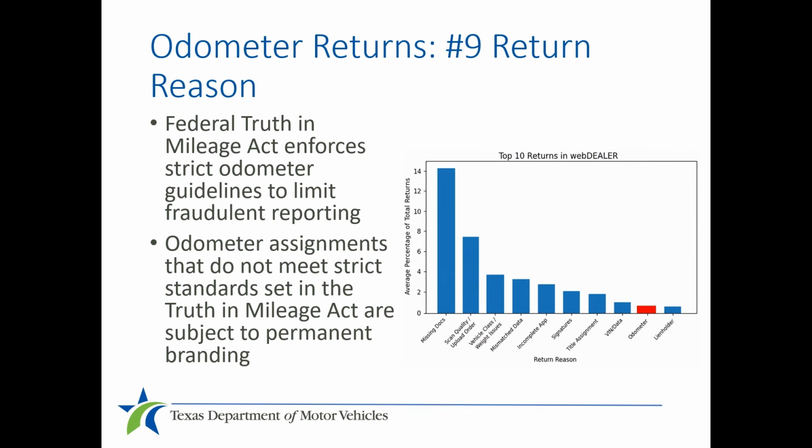Our 9th return category involves odometer issues or errors. Odometer disclosures must follow strict federal requirements under the Federal Truth in Mileage Act. These rules exist to protect consumers and ensure accurate mileage reporting.